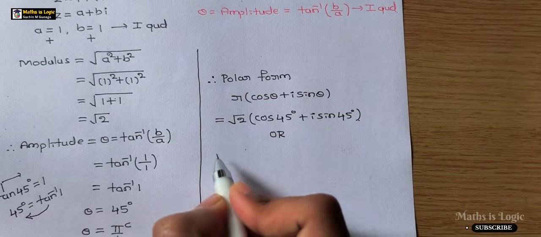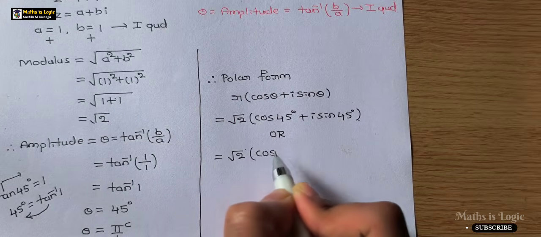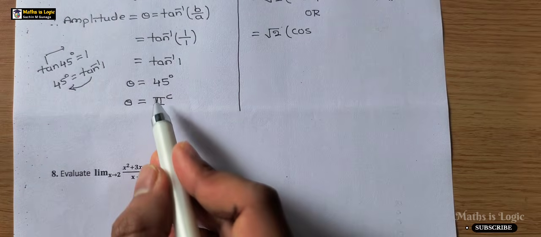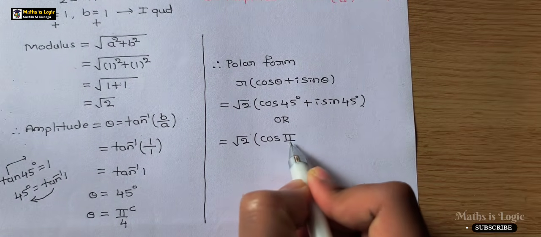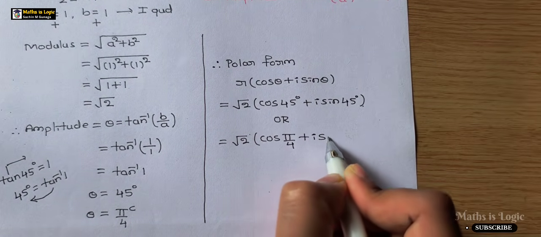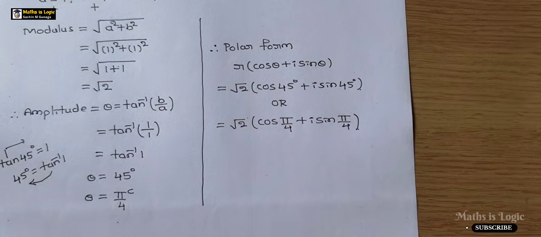Otherwise, you can convert to radians also. So that time the answer becomes root 2 into cos, how much radian? Pi by 4 radian. So it is cos pi by 4 plus i sin pi divided by 4. So this is the final answer.